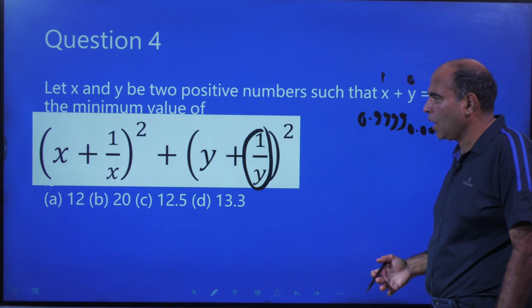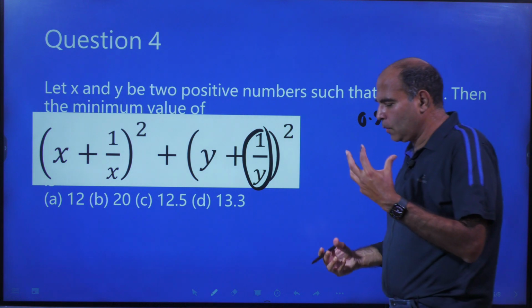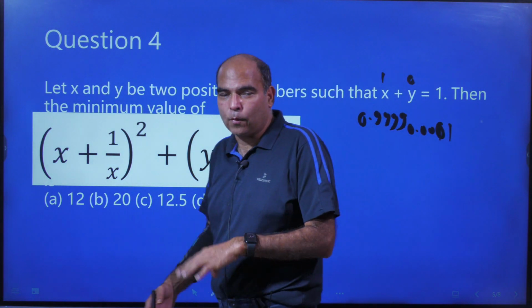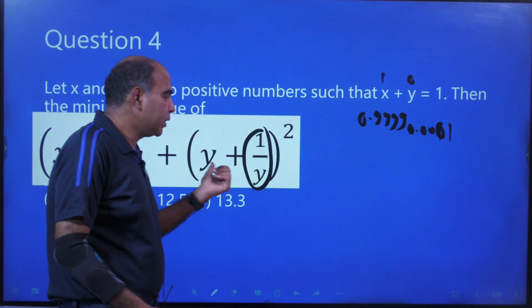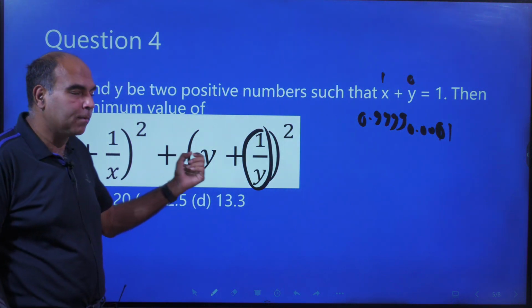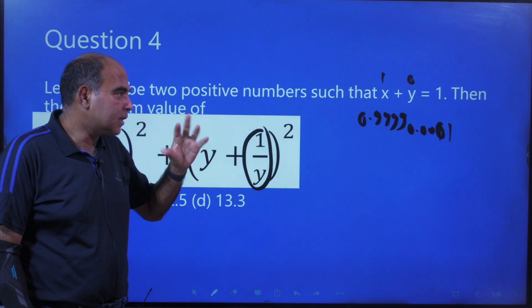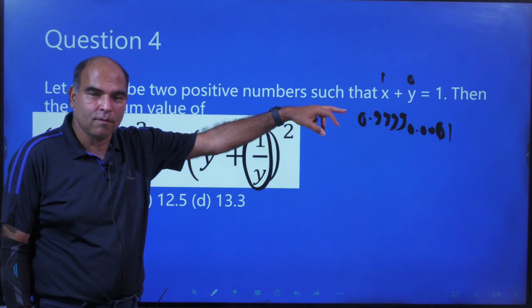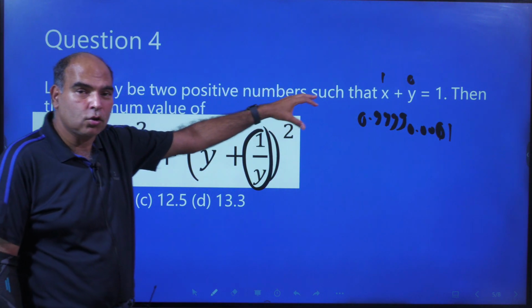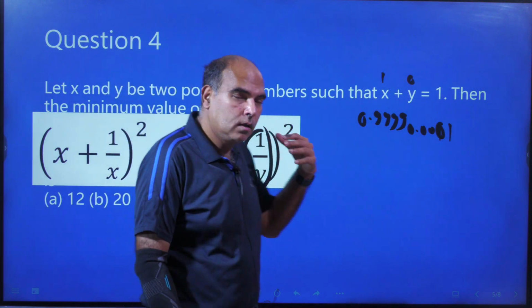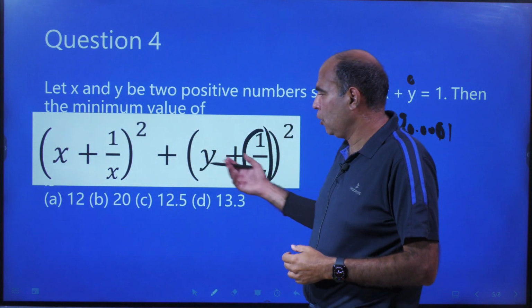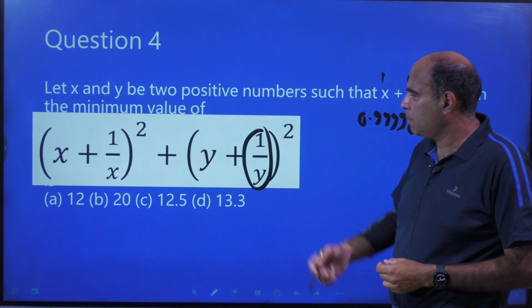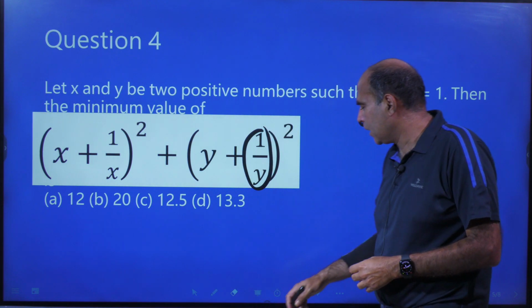So you realize that if you're putting all the value into either x or y, because these two are symmetric to each other, (x plus 1 by x) whole square and (y plus 1 by y) whole square, both are symmetric. If you're putting most of the one that you have in either x or y, the value of this expression that you are evaluating ends up becoming infinite.